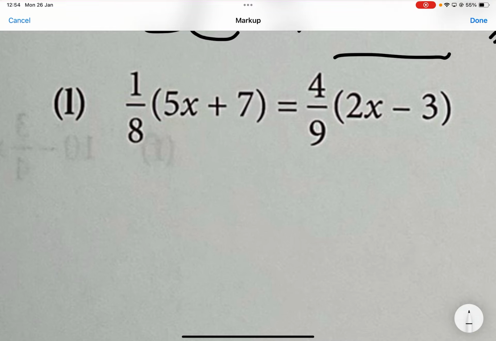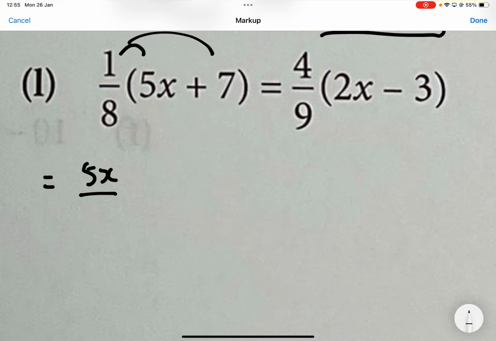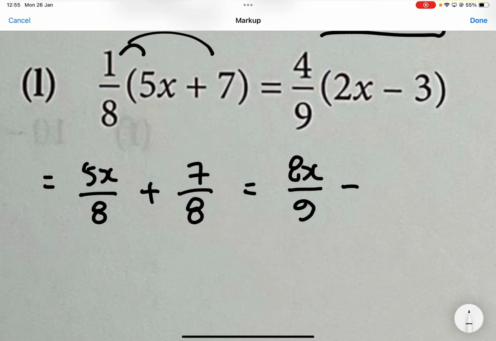Elijah, still talking. Okay, my first step is the same as my previous questions. I want to put all the x on one side. That is my objective. But now my x is inside the bracket, so I cannot move x separately. So I must do my expansion first. Then I will have 5x over 8, 7 over 8. On this side I will have 8x over 9, 12 over 9.